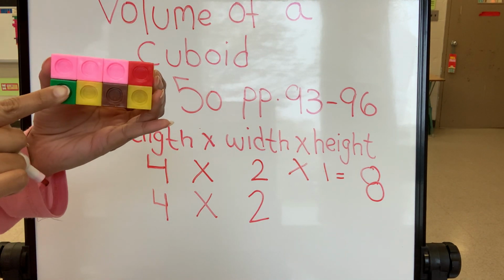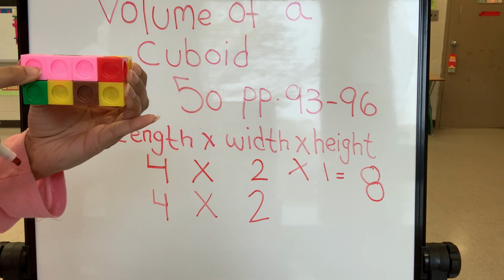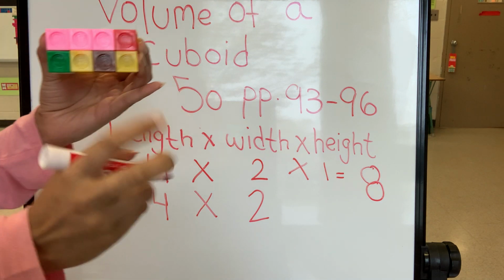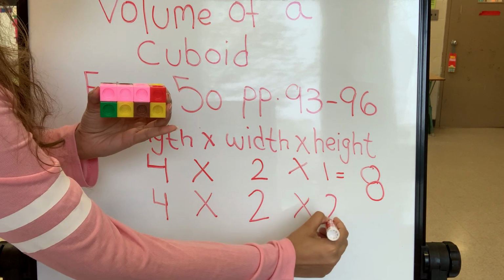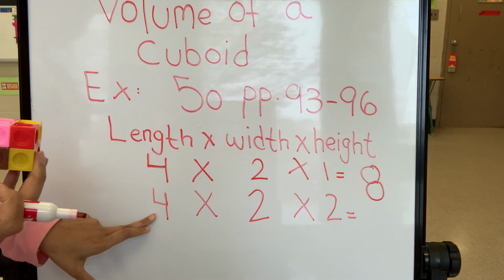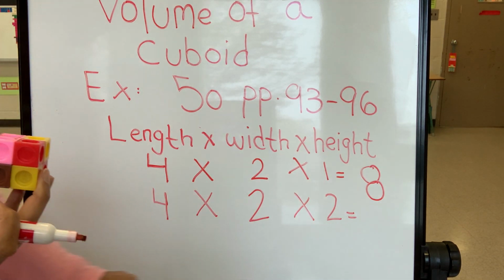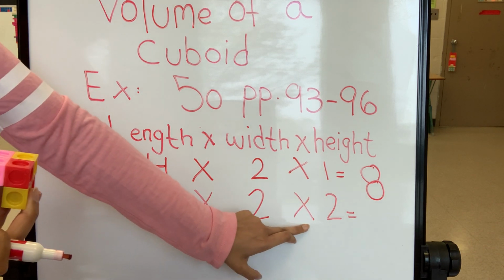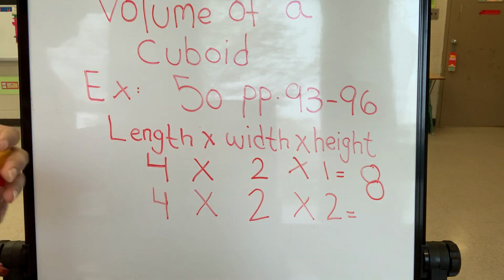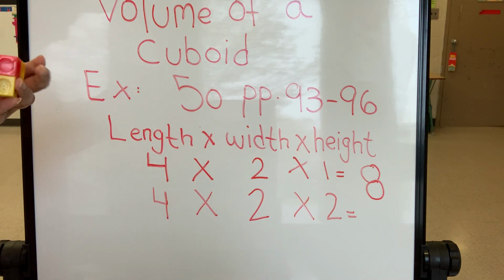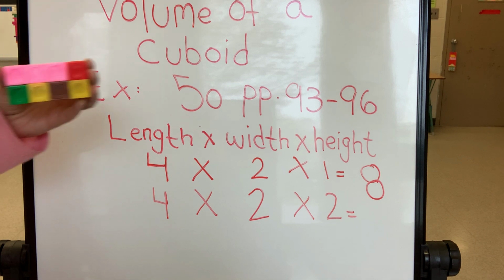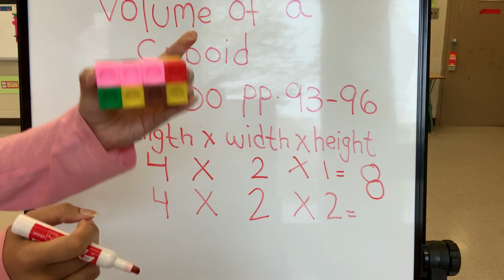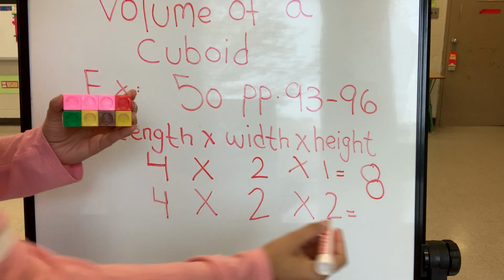However, my height has changed, right? Now instead of 1 layer, I have 2 layers. So my height should be 2, right? So I'm gonna multiply my 4 times 2 times 2 again. 4 times 2 gives me 8, and 8 times 2 gives me, that's right, 16. So my height or my volume is 16. For this cuboid, for this rectangular prism, my volume is 16. Excuse me.